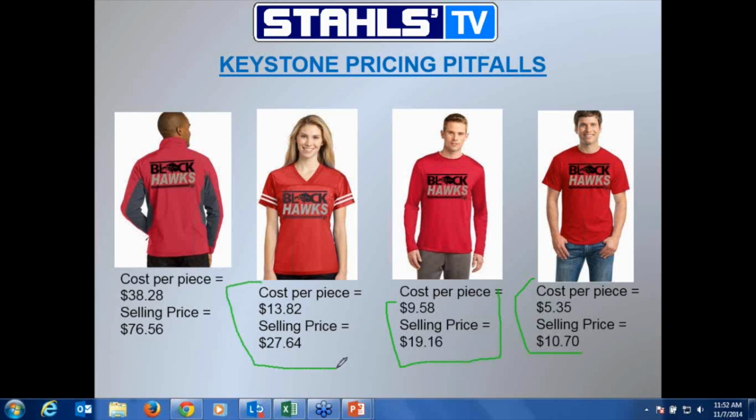The fan jersey, we said between $25 and $38. The keystoning method would put us at about $27.64, so just above the low side. And then the jacket at $38.28 to sell for $76.56 would put us somewhere right in the middle. Or for those of you that said $50 or $55, perhaps the keystoning method in that case could even price you out of the market, similar to the point that Erica made that it wouldn't sell in her area at those sort of prices. So that is something to consider with the keystoning method.